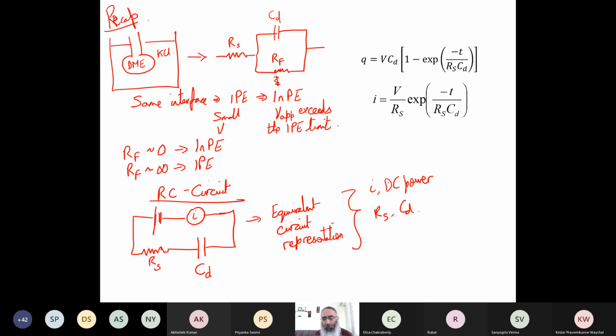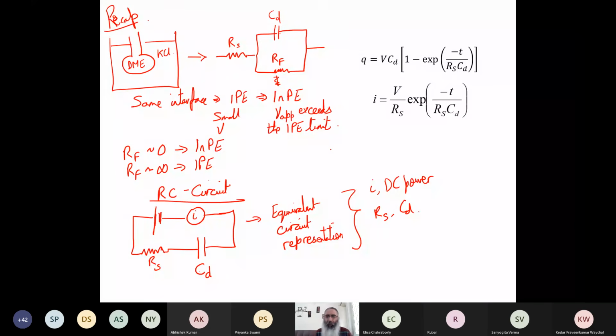So now, any perturbation that we do, and try to understand the influence of our perturbation on the RS and the CD, you can do it through a circuit analysis route, and the effect that we get through a circuit analysis method is going to be the same as what you would get in the physical picture, that is, when a DME is sitting inside a KCl solution.